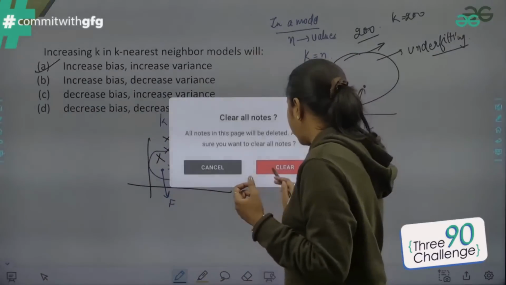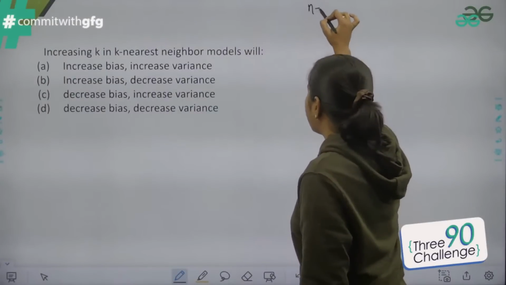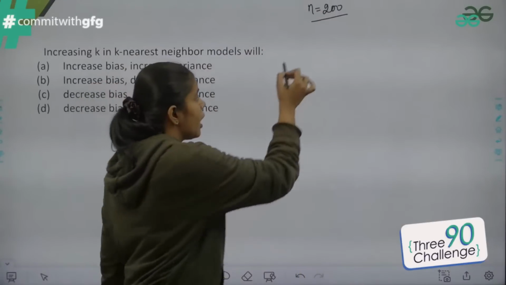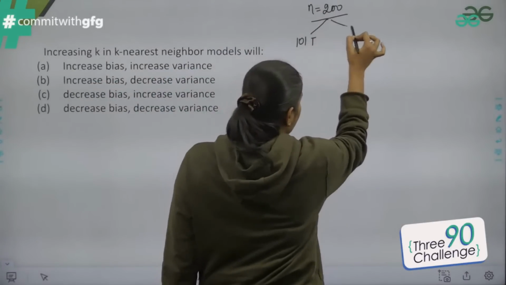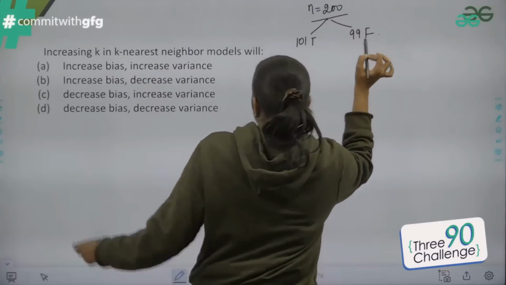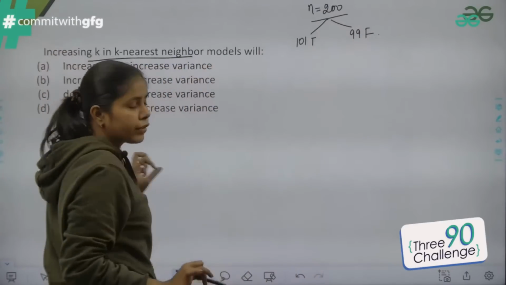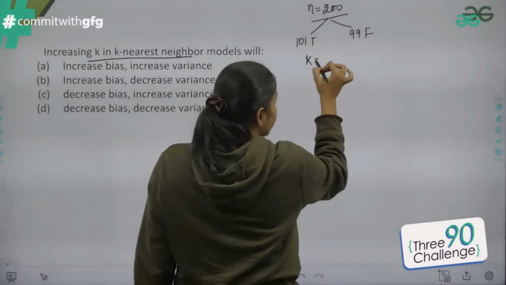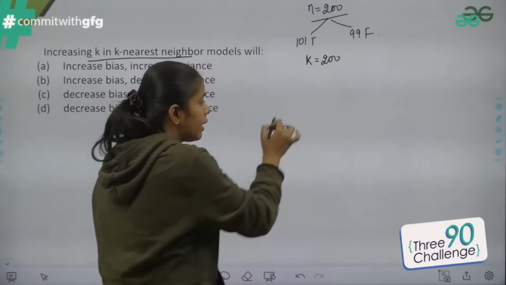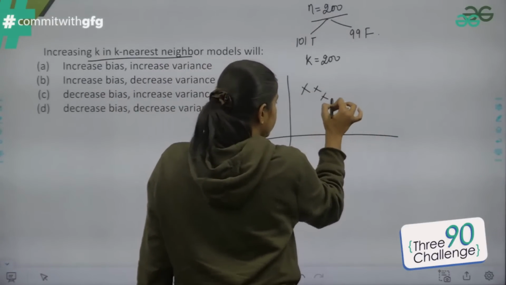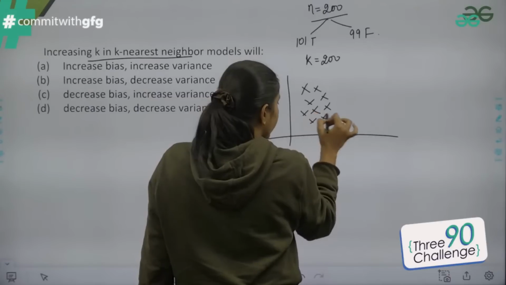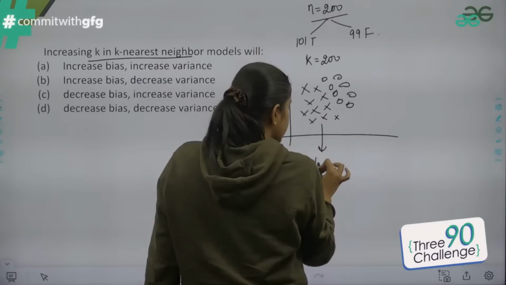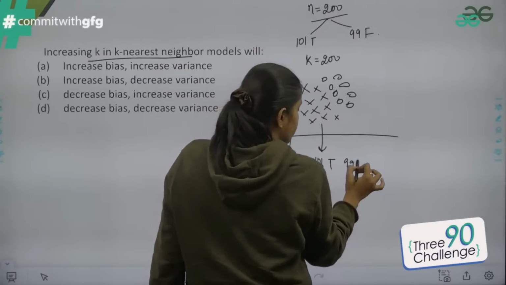Okay, so let me explain it again, guys. Let's suppose I have n equals 200 points in my data set, out of which I have 101 true and 99 false. Now the question is what would happen if I increase the value of k? At max, what value of k can I take? I can take k equals 200. That means I have 200 values, with 101 true and 99 false, right?